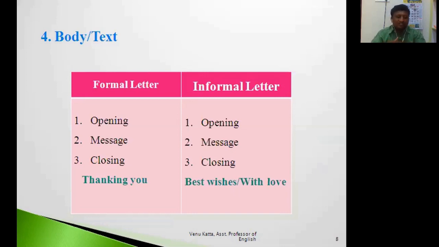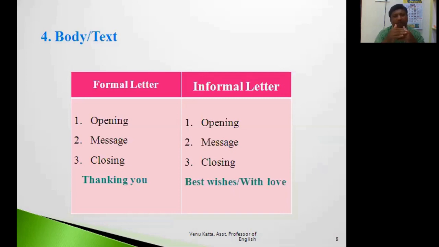So dear students, we have to maintain three parts in the body of the letter: opening, message, closing, in a formal letter as well as in an informal letter. In a formal letter, the letter should be closed with thanking you. Whereas an informal letter should be closed with best wishes, with love.